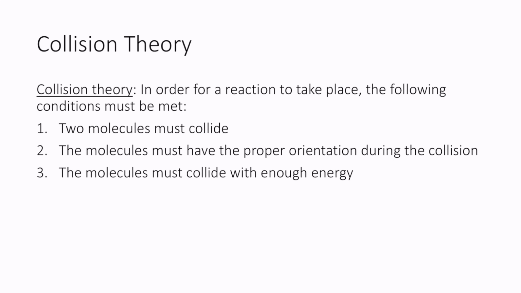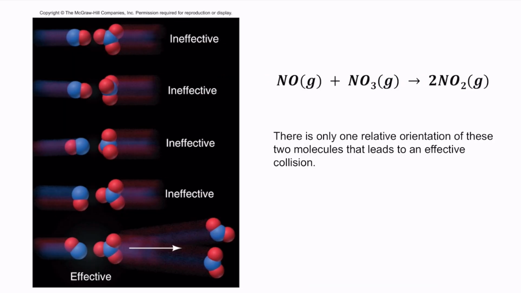Not only must they run into each other, they need to be properly oriented during that collision. If they're not, then they're not going to produce the correct products. Now, they have to collide, they have to be properly oriented, and they must have enough energy so that the collision results in a chemical reaction. Here is a view of ineffective and effective collisions.